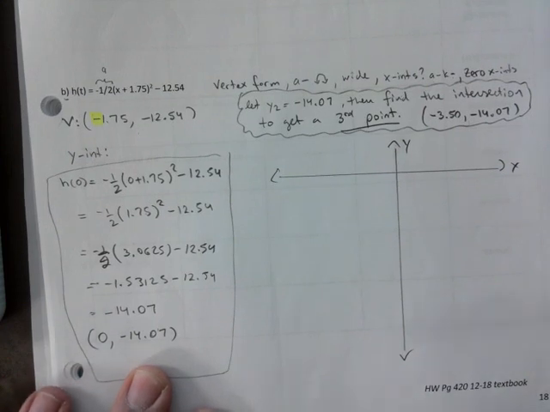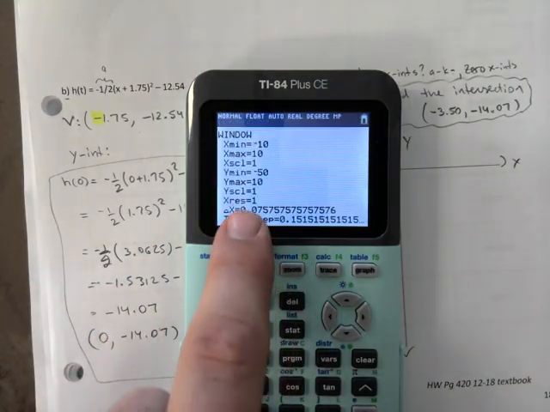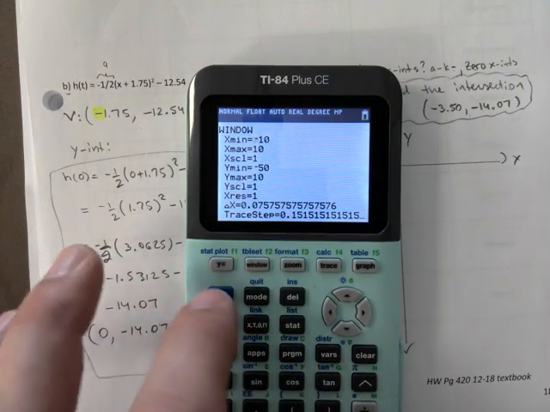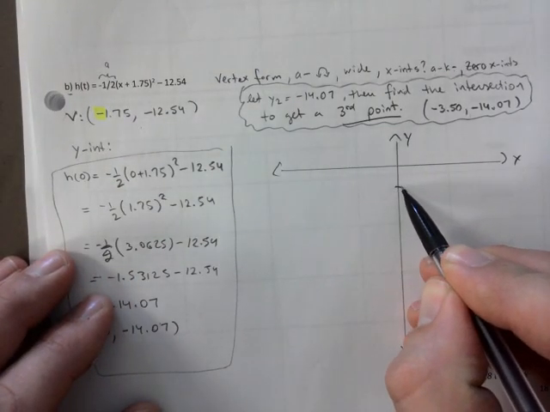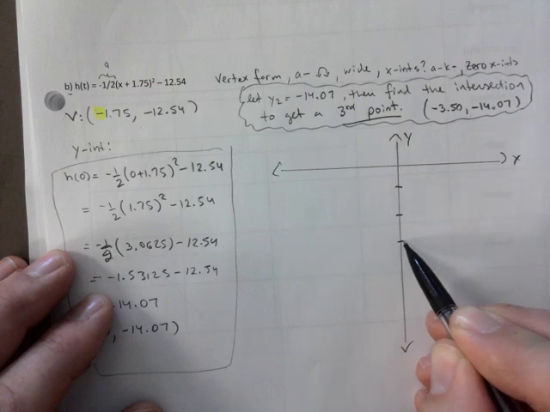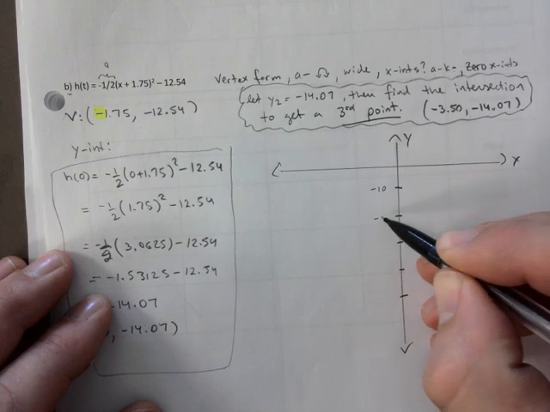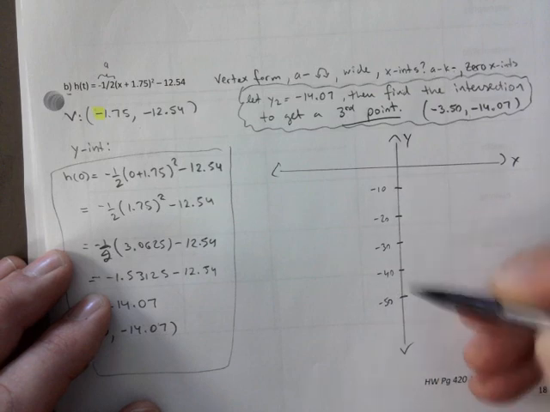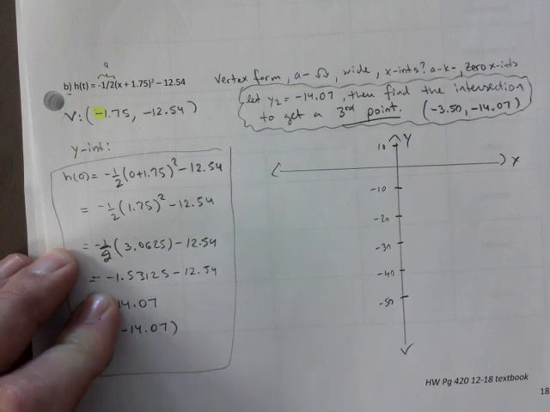X and Y. I don't know if you noticed, but when I put in Y min here, my window, I actually went down to negative 50 to see quite a bit of it. And so I'm going to go approximately that much. So this is 10, 20, 30, 40, 50. And you're like, Mr. Jackson, what if I had done something else? That's fine, as long as you're consistent. And I'm just going to go up here 1 and show that I'm going up by 10.